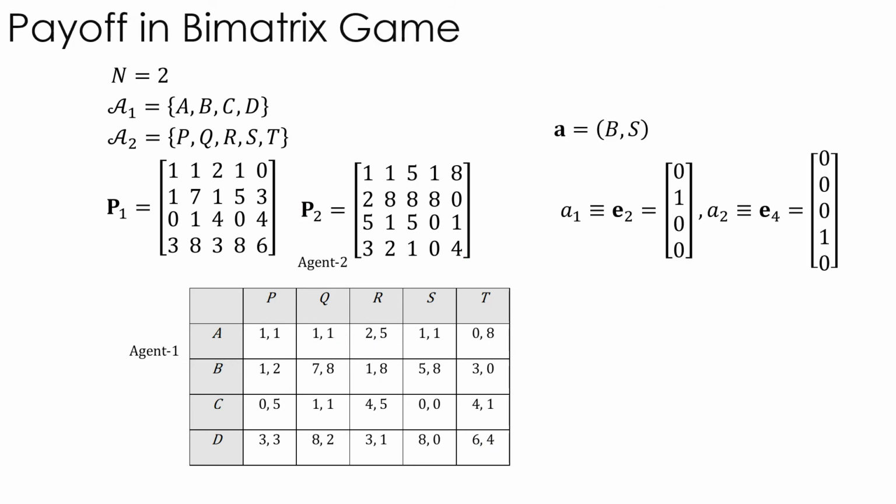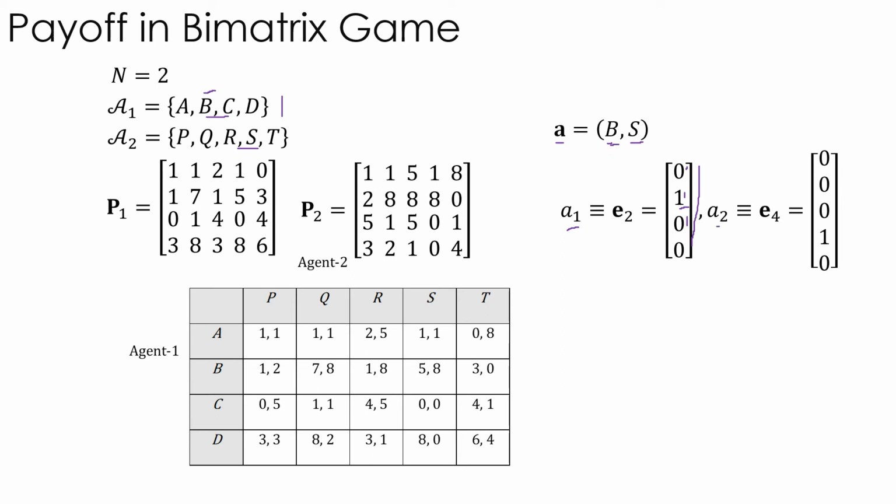Now, actions can be represented as vectors. Consider this joint action A. Agent 1's action is B and agent 2's action is S. So agent 1's action A1 can be represented as a 4 by 1 vector. Why 4? Because agent 1 has 4 possible actions available, and it contains all zeros except at position 2, because the second action is the one that is being played by agent 1.